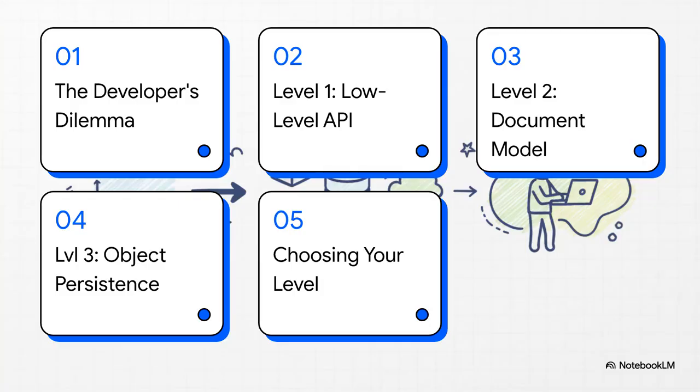Okay, so here's our game plan for this explainer. First, we're going to look at the core problem developers face. Then we're going to climb this ladder of abstraction, starting at the very bottom with the low-level API. From there, we'll move up to the much friendlier document model, and then to the top-tier object persistence model. And finally, we'll put it all together to help you choose the right level for your project.